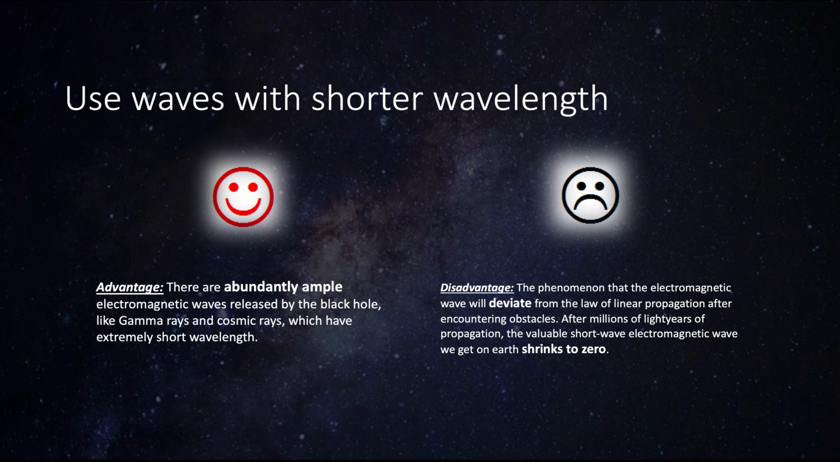So, the short-wavelength signal we get on Earth from the black hole is maybe 0.0001% of what it originally was. So that will be meaningless. And furthermore, there is a lot of noise in the universe. So with such a weak signal, we can't directly judge which is noise and which is the signal we want from the black hole.